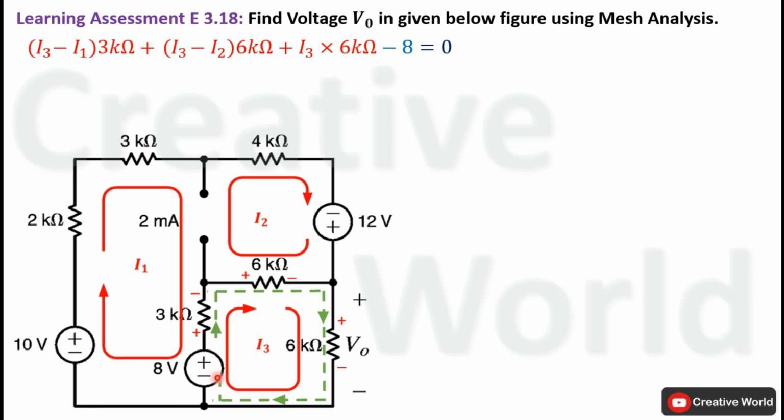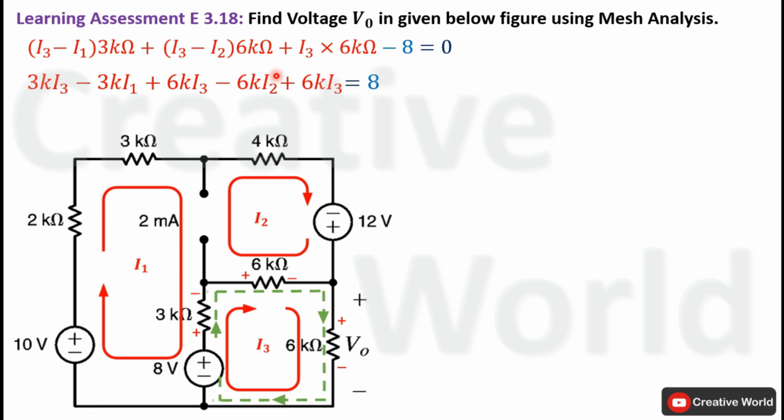At the end, current entering the terminal is negative, so 8 volt will be taken with a negative sign. Now open these brackets and solve this equation. The equation will become 3k I3 minus 3k I1 plus 6k I3 minus 6k I2 plus 6k I3 equal to 8. This minus 8 is placed on the other hand side of equal.